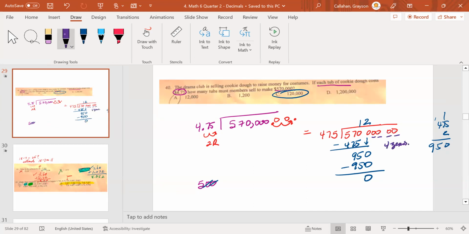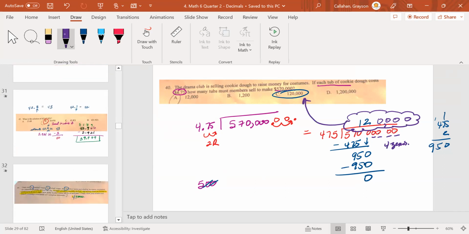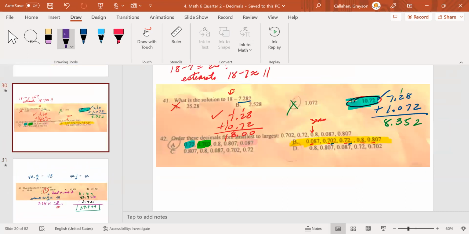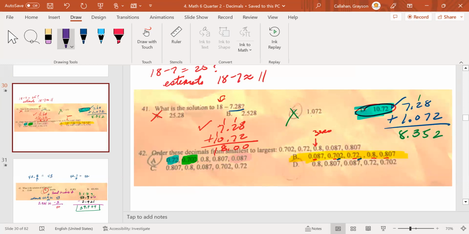But then, do you see how you have 1, 2, 3, 4 zeros left? So you could keep putting zeros down, but you don't need to. You just put 1, 2, 3, 4. And what do you have? 120,000, which matches that right there. Do you see that? Okay, that's your answer. All right. Any questions on 43? Do we need to go over 42? No, I got that one.